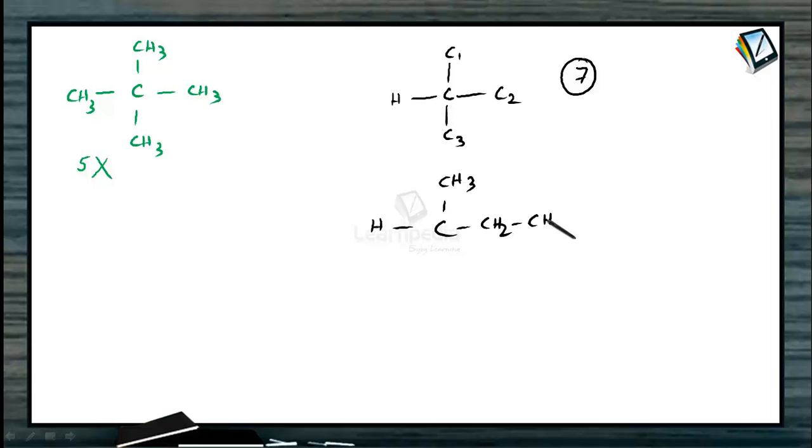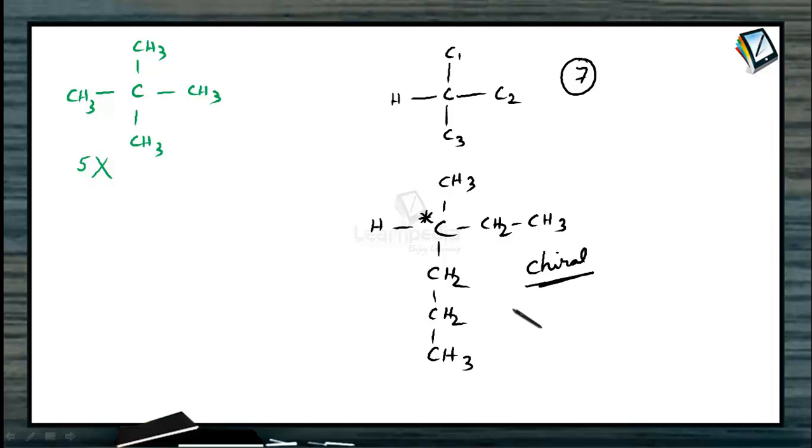This is CH2, CH3. This is CH2, CH2, CH3. So these are groups with 3 carbons. So all these 4 are 4 different groups. So as this carbon is attached to 4 different groups, definitely this is a chiral carbon and the molecule is a chiral molecule.